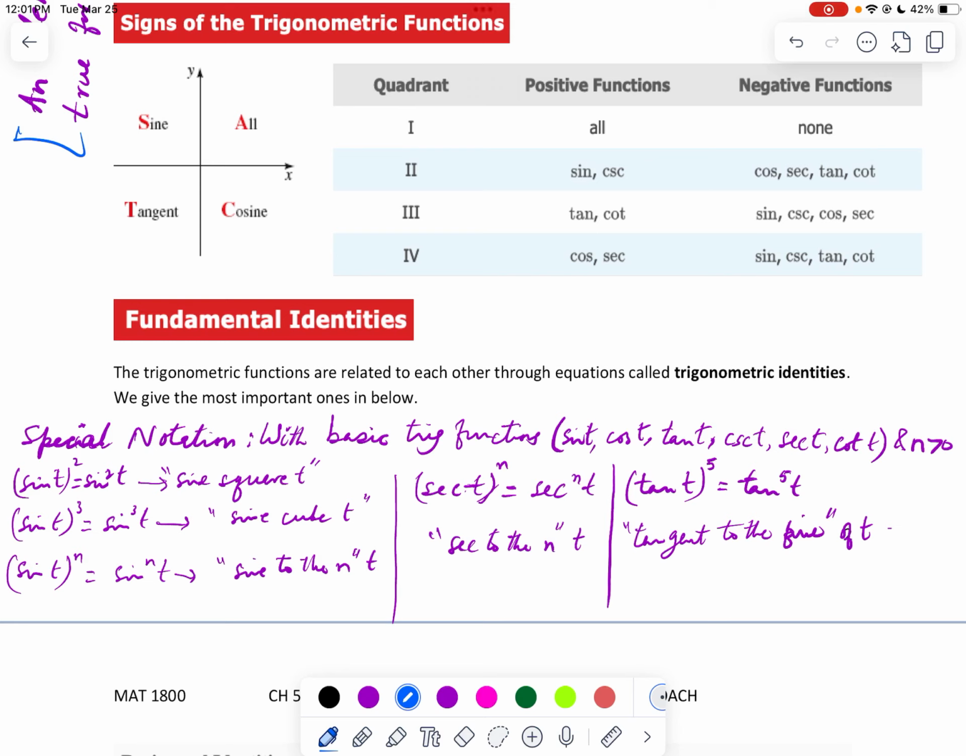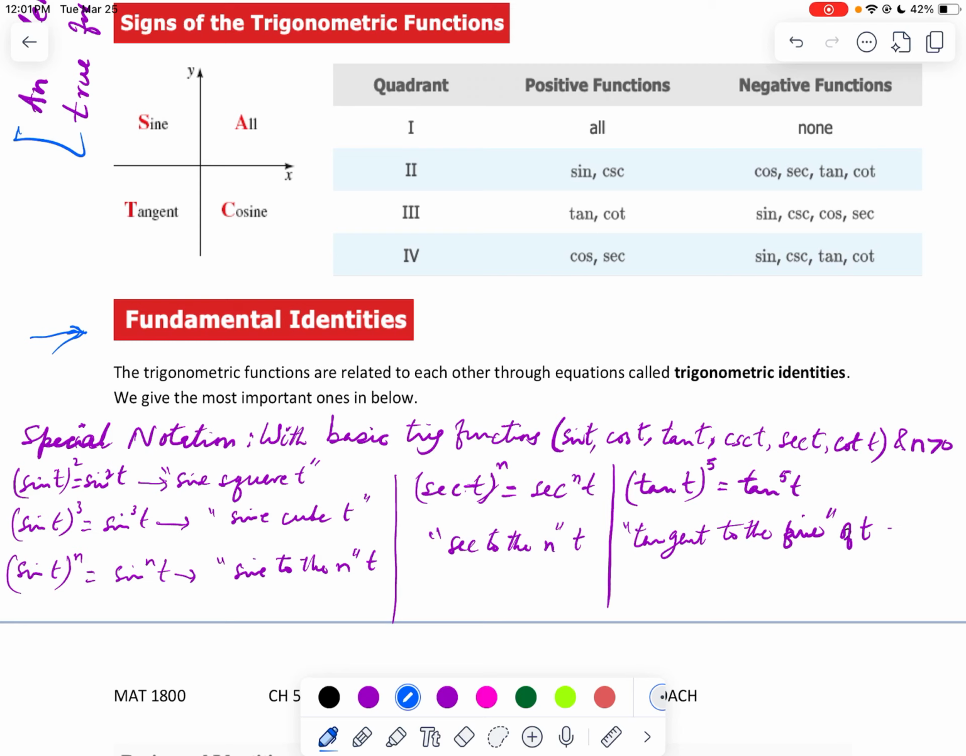Okay. Now here is the heading fundamental identities. Some basic or fundamental identities we will write here, and then in later chapters we will find new identities using these basic identities. But before I get into the identities, I want to explain a special notation that will be used for the trig functions, for each one.